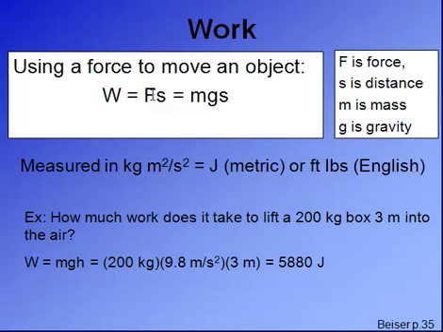Let's say that we are using 20 pounds of force, F, and I move something 6 feet. That would be my distance, S. So how much work did I do? Well, 20 pounds times 6 feet would be 20 times 6, 120 foot-pounds. Now those are imperial units, right? Those would be the English units.